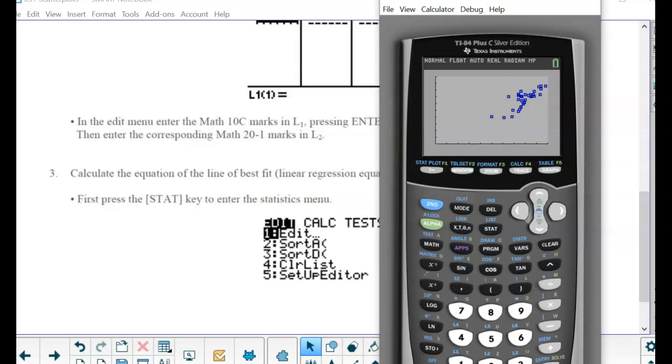It's not a really strong correlation. It's okay, right? Certainly if you can tell what the trend is, whether it's positive or negative, then there is some correlation, right? It's just not super strong.